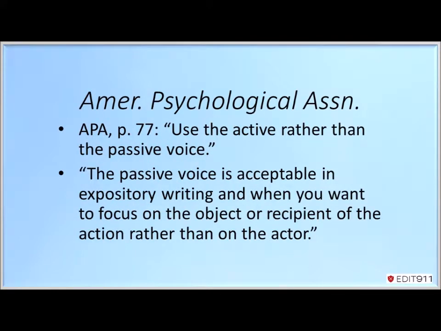Good old APA, the American Psychological Association, which always seems to address things with a bit more specificity than Chicago, although it does talk about less than Chicago does, points out that you should use the active rather than the passive voice. The passive voice is acceptable in expository writing when you want to focus on the object or recipient of the action rather than the actor. So, for example, a parking space could not be found for the president of the company. The passive voice there lets us structure the sentence to stress the contrast between a small thing and an important person. For the most part, we want that active voice.